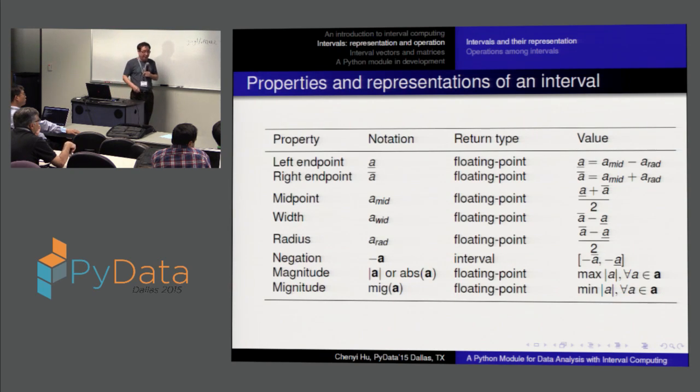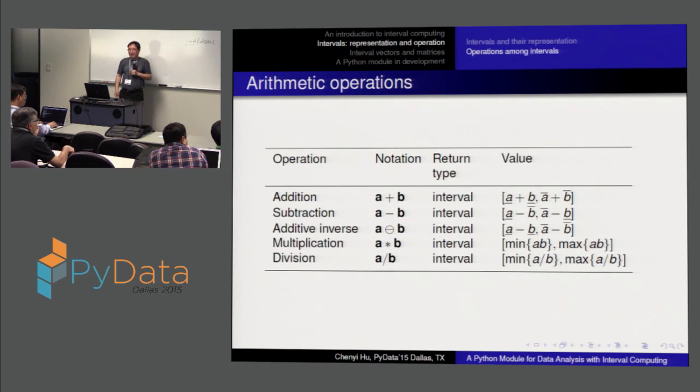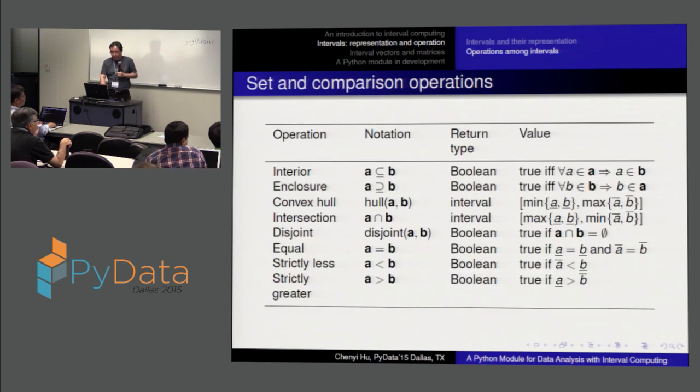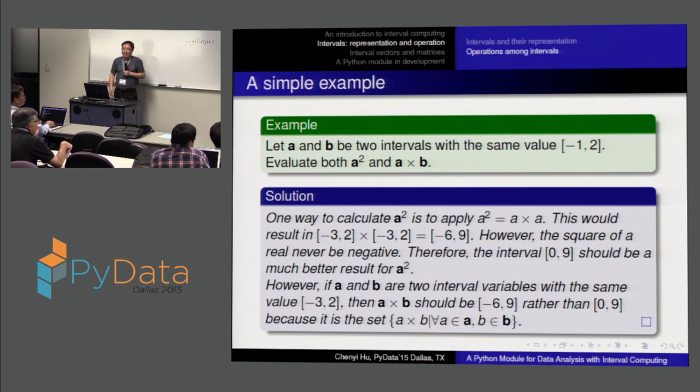The operations, you can put it in the properties. Here are some operations: the arithmetic operations we mentioned, and we also have the additive inverse specified, and the set operations and some other operations, the comparison operators for intervals. Then we have the interval as arguments for fundamental functions, like sine, cosine, polynomial, or transcendental functions, all implemented. Okay, I will skip a slide.